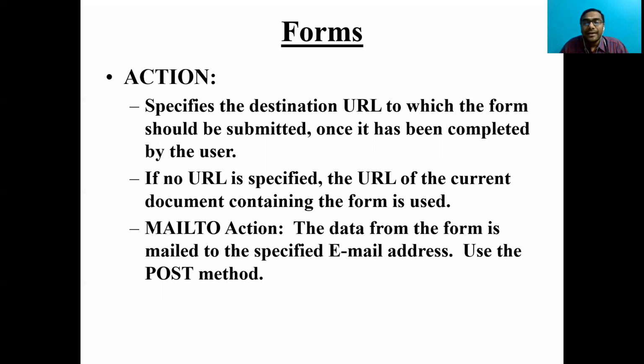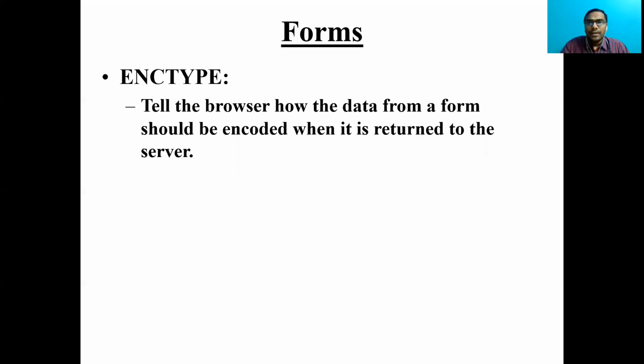In the previous slide we discussed method, the get method and post method: what sort of method we are using in the form tag, what is the use of that, and how we are transmitting that information. Whereas action is nothing but selecting the destination, where I need to submit the form details. That is the difference between the method and action attributes. Now moving on to encrypt type.